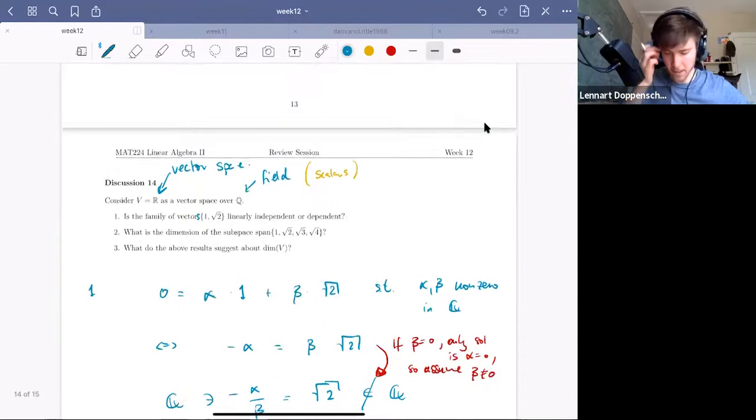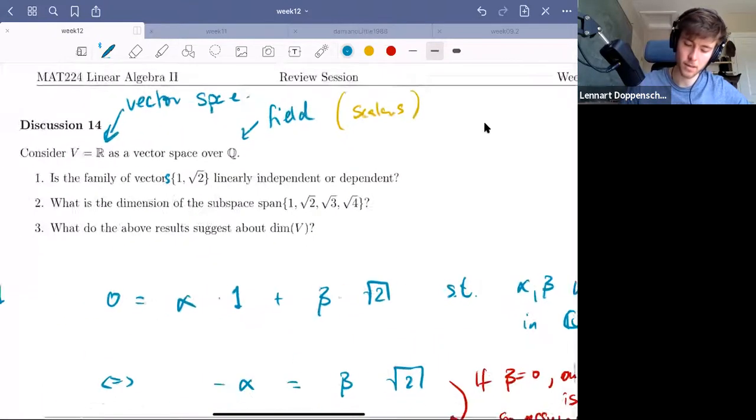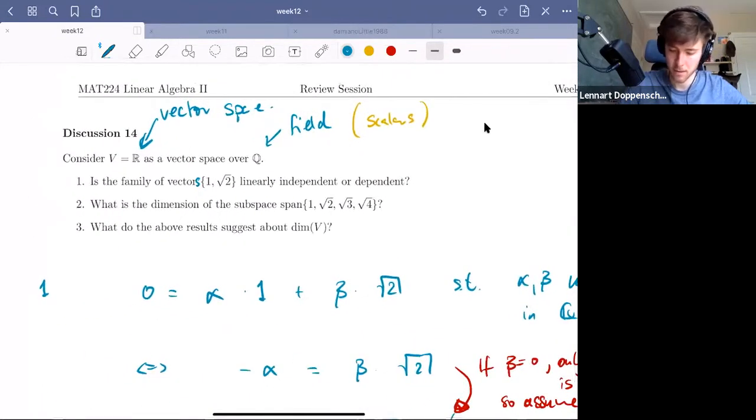Okay. So the dimension of this is 3. Why exactly would this be 3? Because this would mean that there are 3 independent vectors in there. Exactly. So the square root of 4 is actually 2.